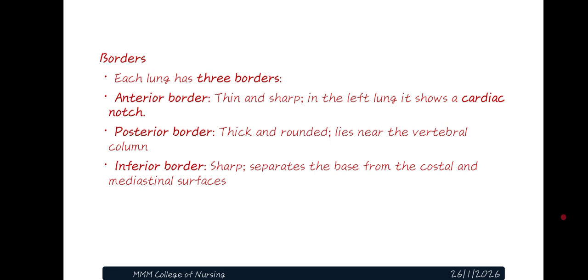Borders. Each lung has three borders: anterior border, posterior border, inferior border. Anterior border is thin and sharp. In the left lung, it shows the cardiac notch. Coming to the posterior border, thick and rounded, lies near the vertebral column. And inferior border, sharp, separates the base from the costal and mediastinal surfaces.